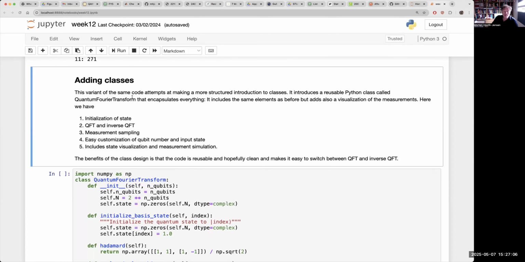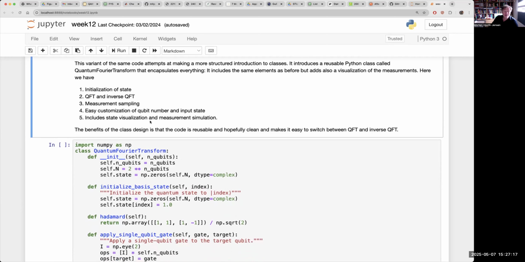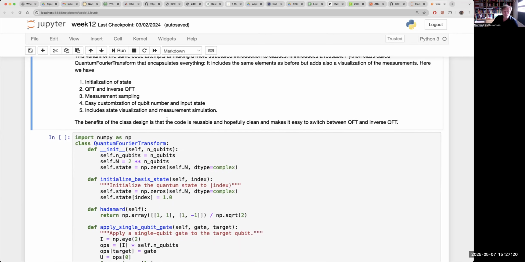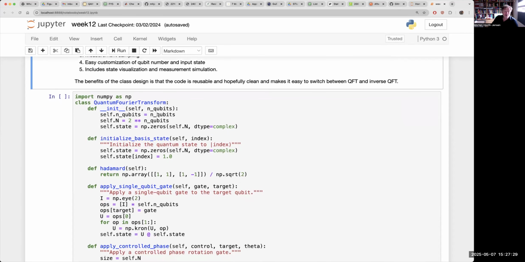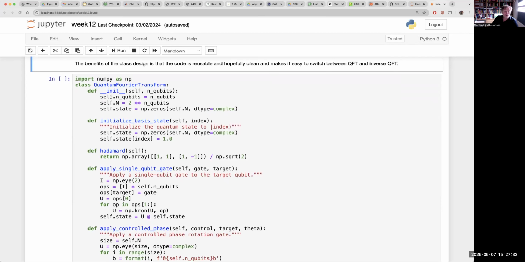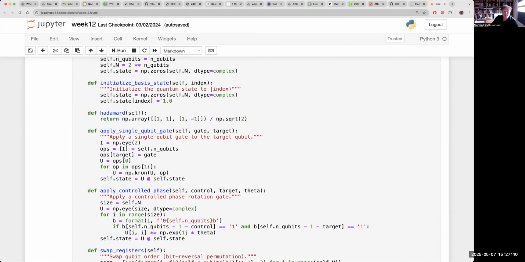So this variant of the same code attempts at making a more structured introduction to classes. So there's an initialization of the state, the QFT and the inverse QFT. There's a measurement sampling, and there is also a way to put out the qubit and input states, and it includes also state visualization and measurement visualization. So this is essentially the same code, but now with a class which is called Fourier Transform. It takes in the number of qubits and it sets up the number of states. It initializes the basis state, and in this specific case, it just initializes the state in the simplest possible way.